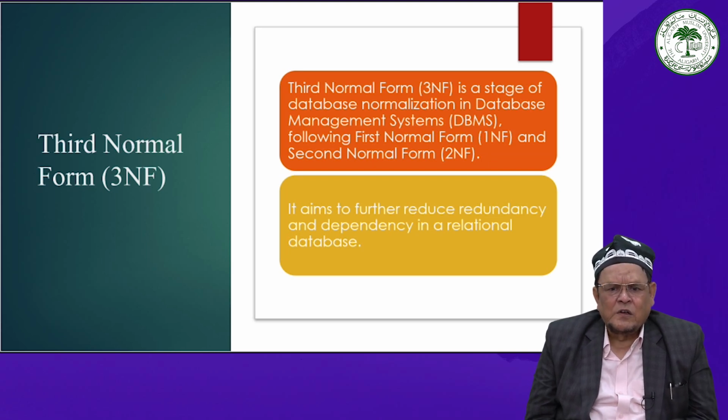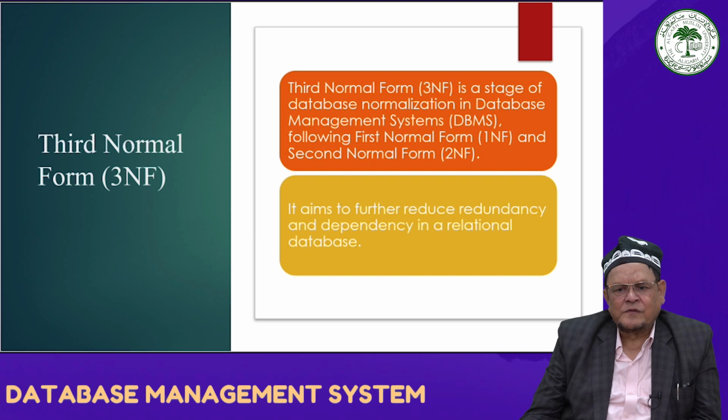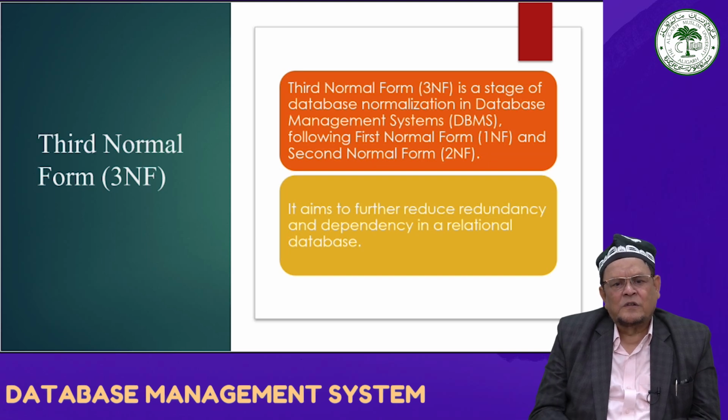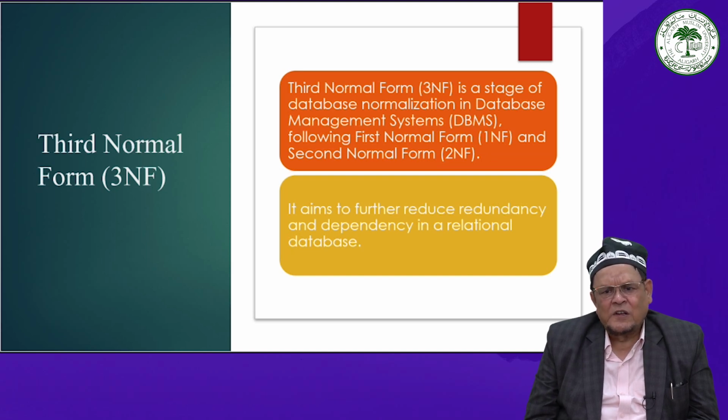This means that non-prime attributes should not depend on other non-prime attributes within the same tables. To achieve third normal form, a table may need further decomposition to remove transitive dependencies. This process involves splitting a table into multiple tables, with each table representing a distinct entity or relationship.